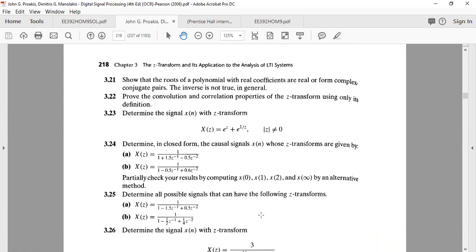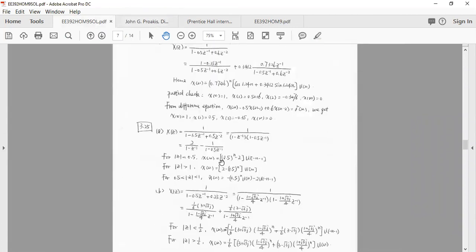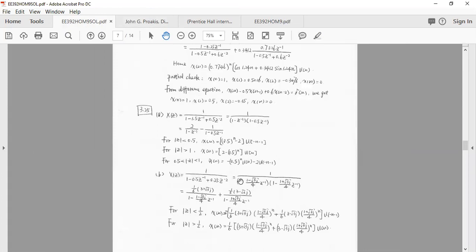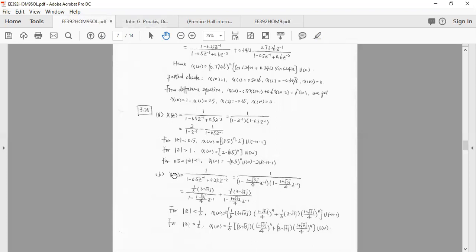Now moving on to question number 3.25. Determine all possible signals that can have the following Z transform. Again, we have these two signals given over here. First step is to perform this for part A. This is the Z transform that is given, and we have to find all the possible signals that are going to give us this particular Z transform.